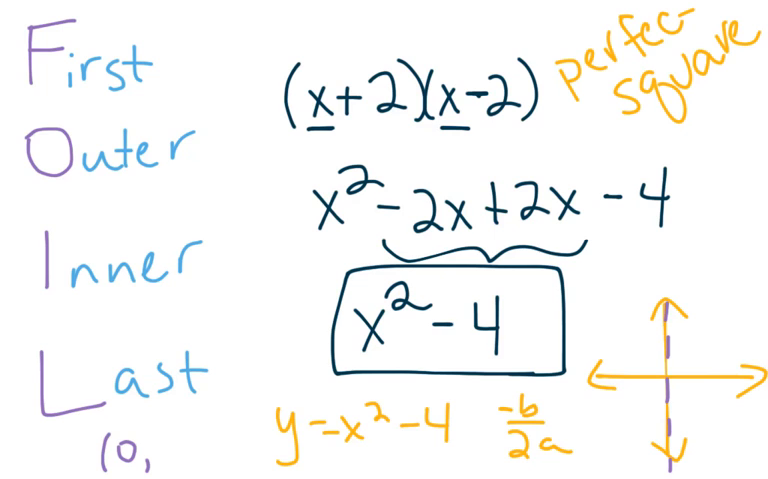Okay. When I plug in 0 for x, 0 squared is 0, minus 4 is negative 4. My y value is negative 4, and that is my vertex. And we have just a rough sketch of our parabola. Just a little side note there.